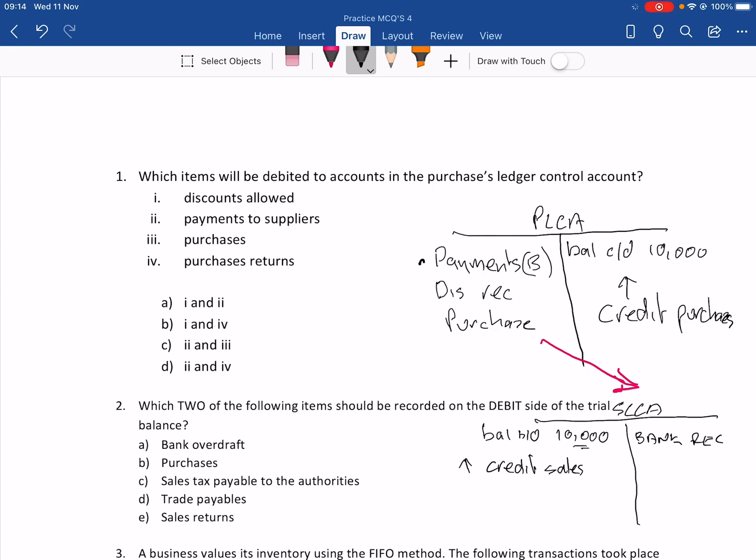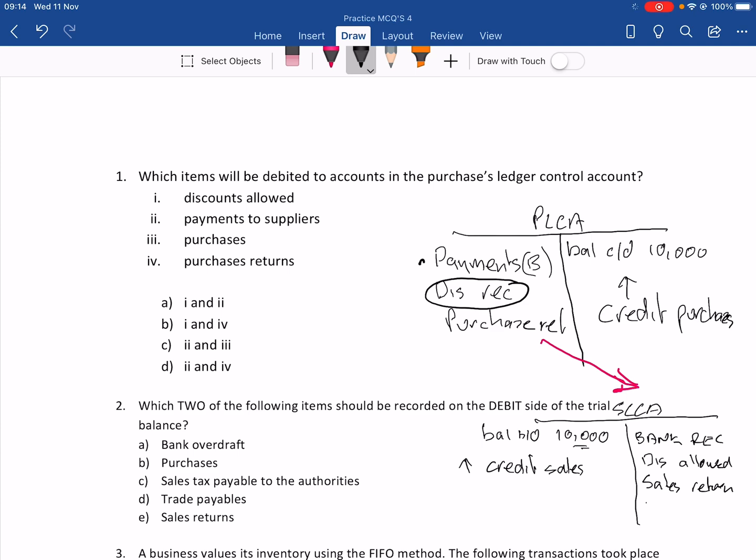You've had discounts received for the purchase ledger control account, or discounts allowed. So discounts allowed is what we give our customers as a discount to encourage them to either buy more or to pay sooner. Okay? And then also, that was purchase returns, wasn't it? So similar to that one, we've now got sales returns, which would reduce the amount of money that our customers owe us.